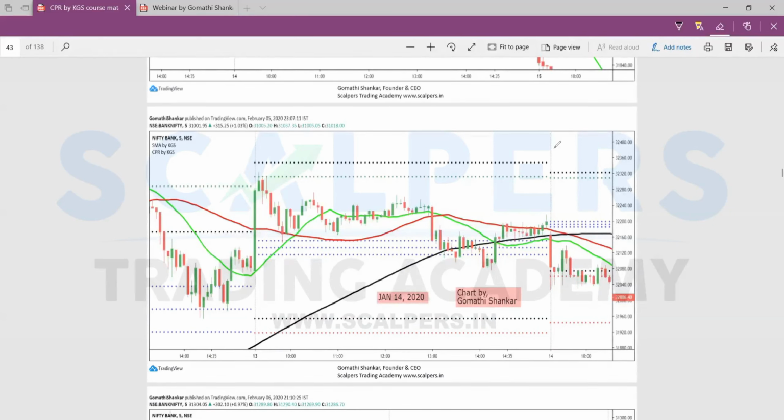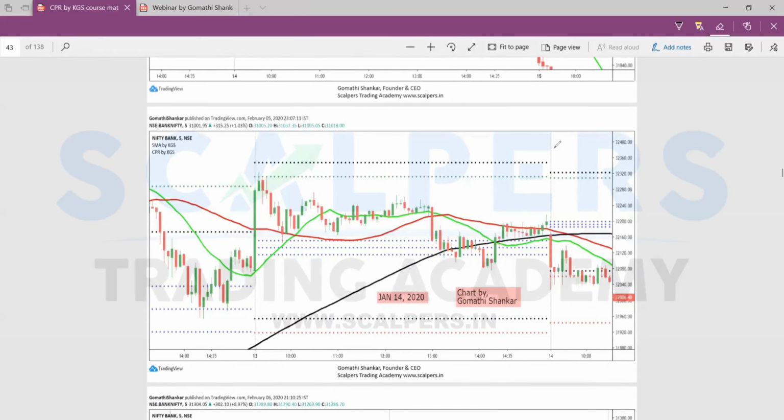So many people get trapped in a sideways market. See this example: till 10 o'clock, RTP is not forming. Now it is looking like it is forming a RTP, but it is a fake RTP. Don't take a position. Okay, it is looking like forming a RTP, right?